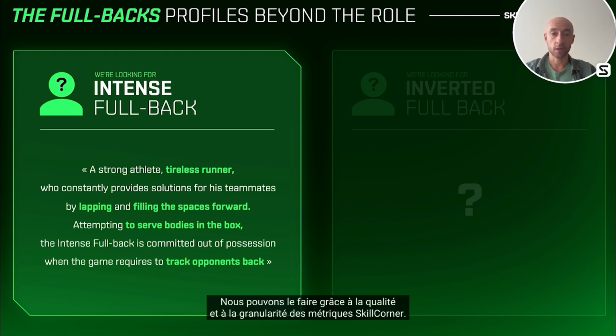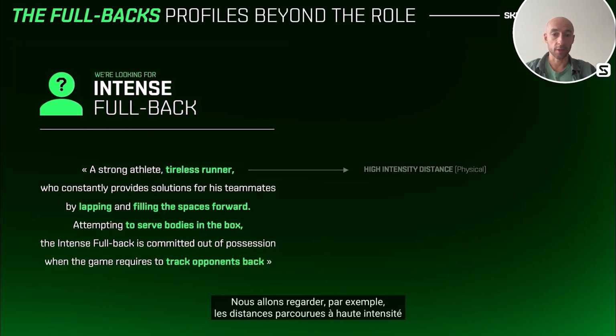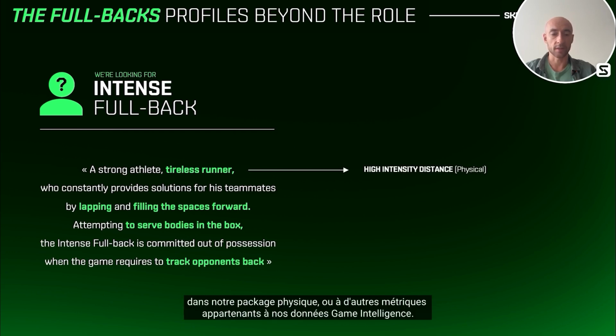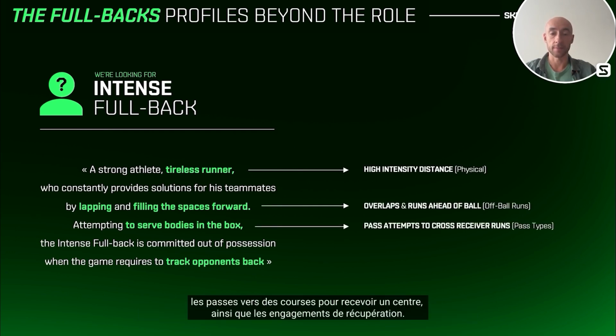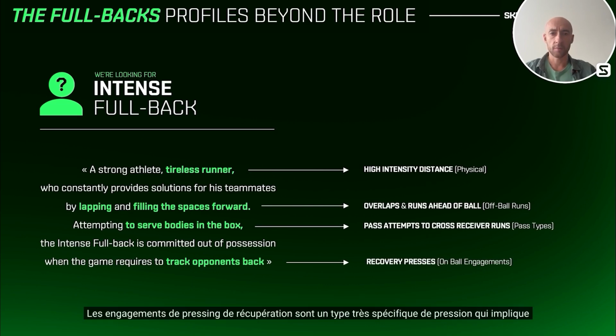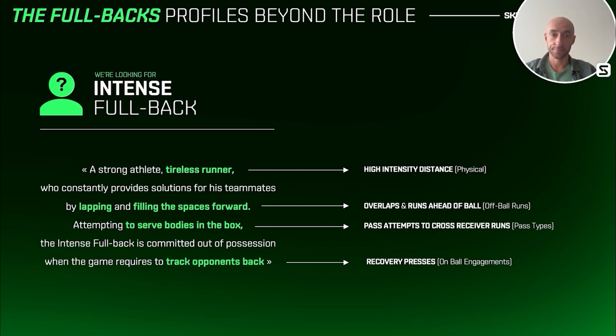We can do so thanks to SkillCorner metrics' quality and granularity. So we will be looking, for example, at high-intensity distance belonging to our physical package or other metrics belonging to our game intelligence suite. For example, overlaps and runs ahead of the ball, pass attempts to cross receiver runs, as well as recovery presses. Recovery presses are a really specific type of press that actually entail the defending player running toward his own goal to, again, track opponents back.